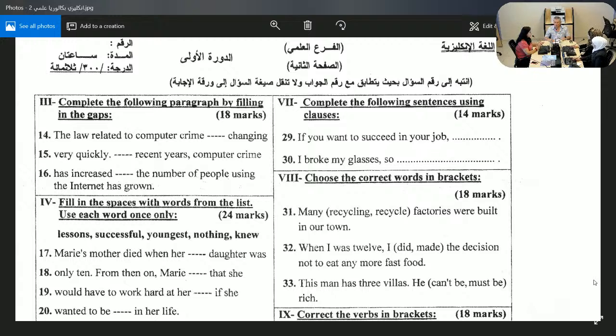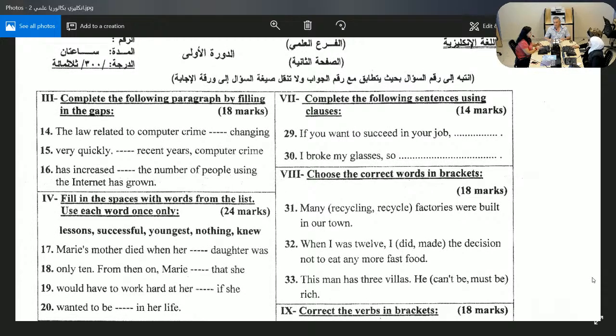Then the part between brackets, where you choose. We've had vocabulary, phrasal verbs, idioms, with examples. "Many recycling factories": as we mentioned while we were explaining, factories is a noun, so we need an adjective, and the adjective is "recycling". Then we have "decision", and we mentioned "made" while we were explaining. A decision comes from the mind, and the mind uses "make". This is in the past, so it is "made".